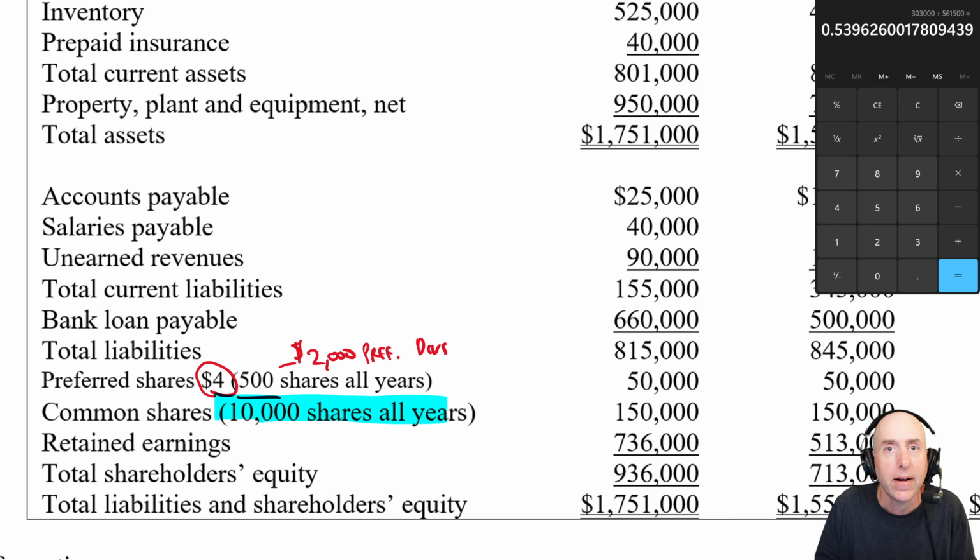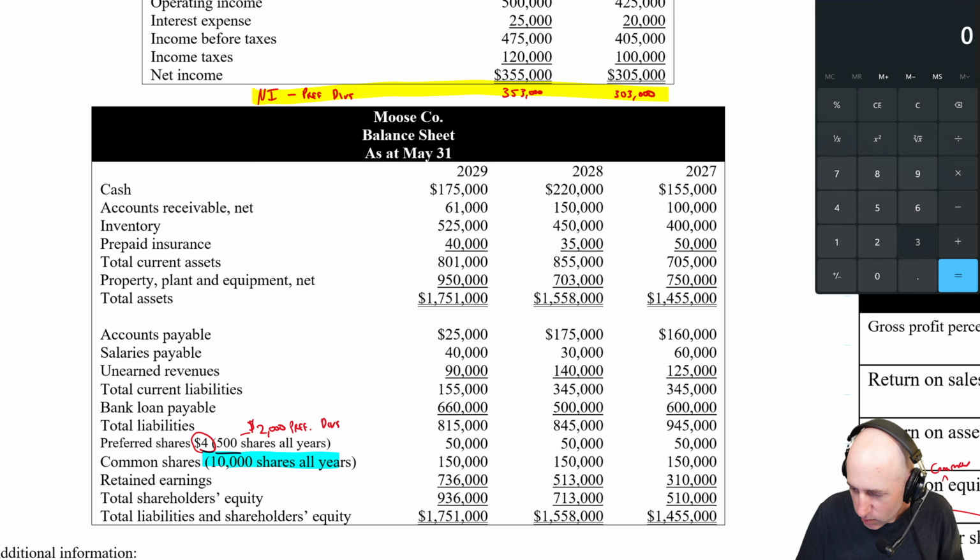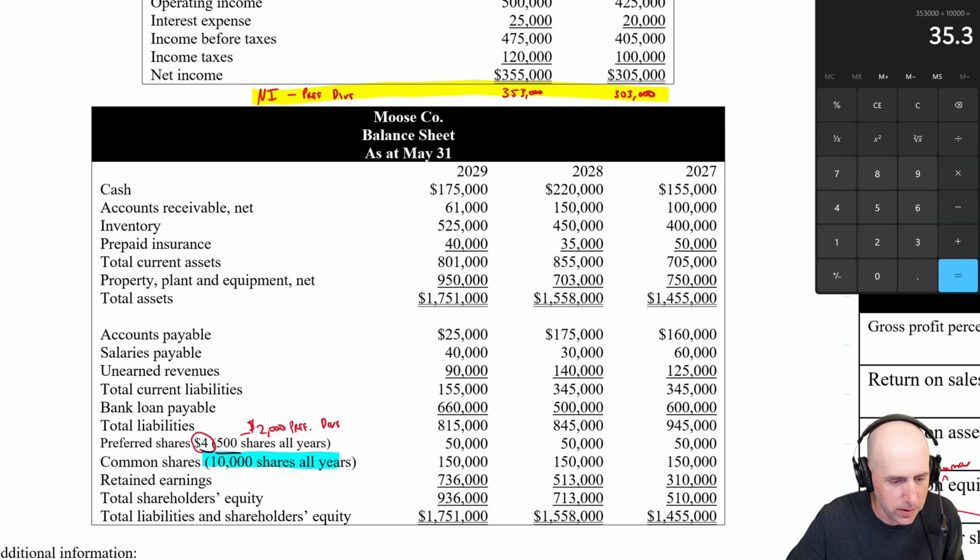It's 10 every year. Now that gets complicated when you have employee stock options, or the company is buying and issuing and buying back their own shares. For these big complicated companies, it actually is hard to figure out the average number of shares outstanding. For our company, though, in this class, it's going to be easy. So I take 353, divide by 10,000. I get 35.3, $35.30 a share.